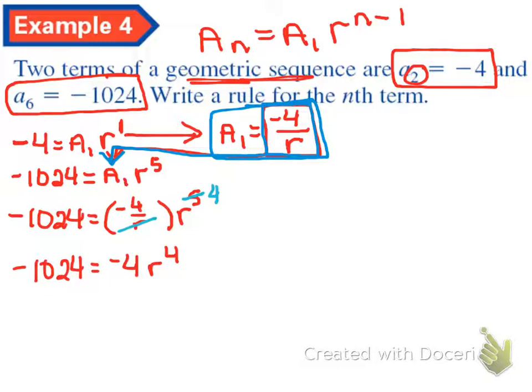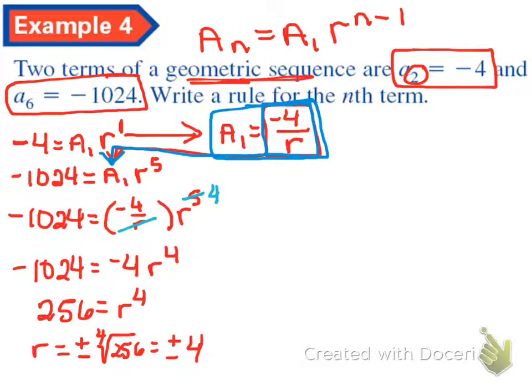Alright, now to simplify, divide both sides by negative 4. You divide both sides by negative 4. A negative divided by a negative would be a positive, so we're going to end up with a positive 256 equal to r to the 4th power. Then we would take the 4th root of both sides, so r would be equal to the positive and negative 4th root of 256. Remember, when it's an even root, it's both positive and negative. Well, the 4th root of 256 is 4, so we would end up with a rate of positive and negative 4.